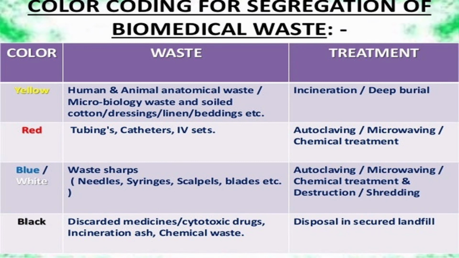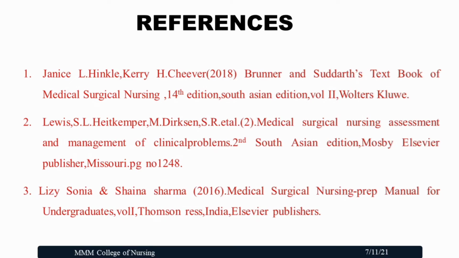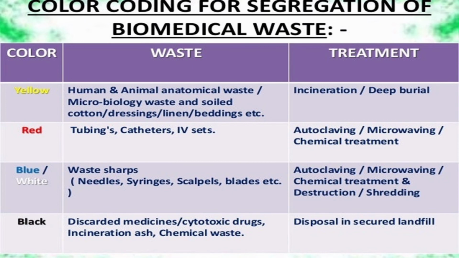The blue and white color coding is for waste sharps like needles, syringes, scalpels and blades, etc. The black color is for discarded medicines, cytotoxic drugs, incineration ash, and chemical wastes.